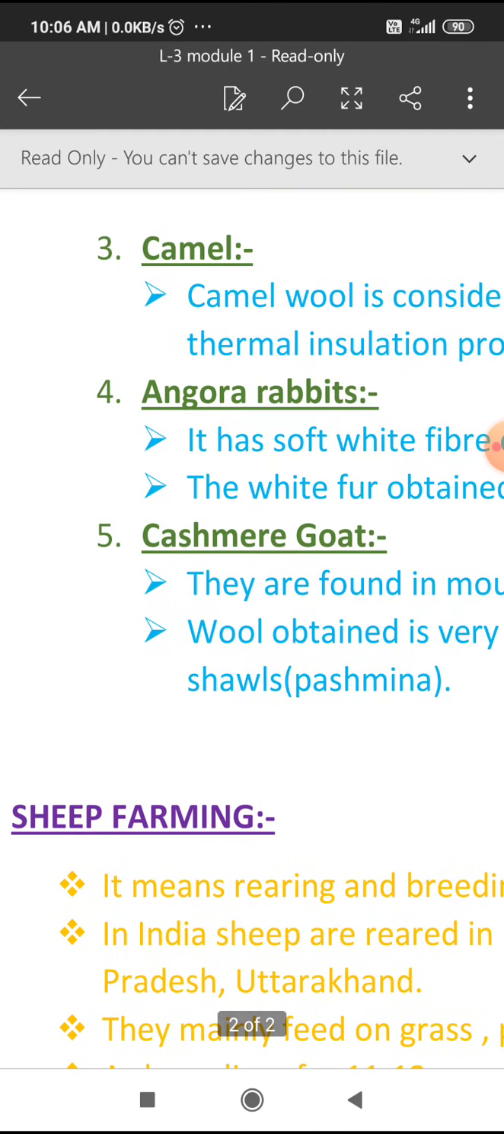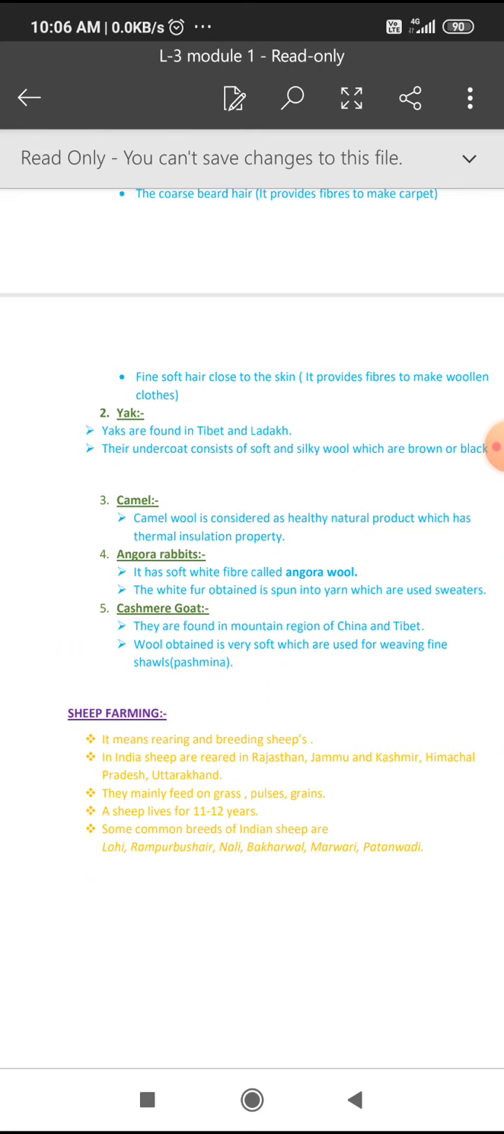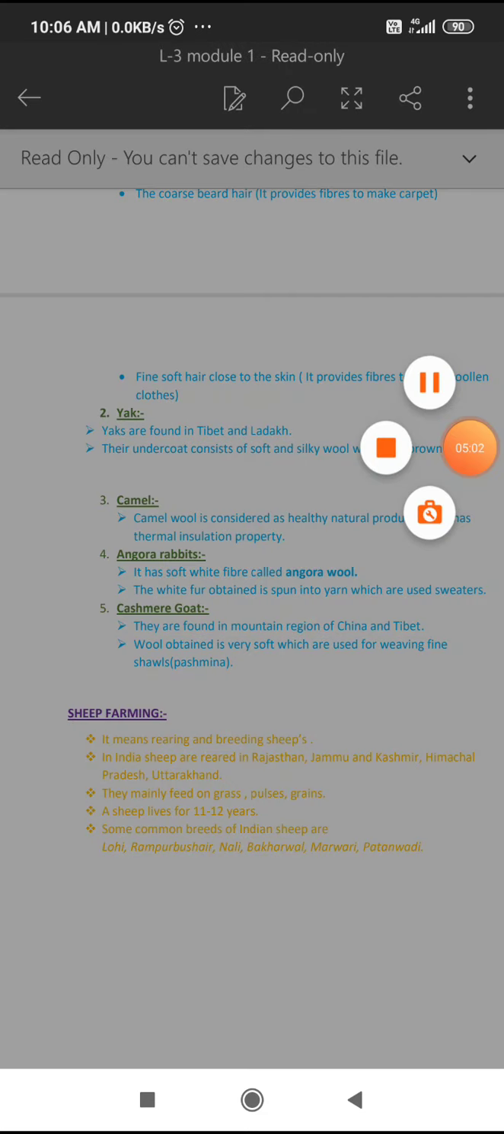So in this module we have discussed this much. In the next module we'll be discussing how we get the wool from the sheep. Thank you, and you have to write this in your notes.